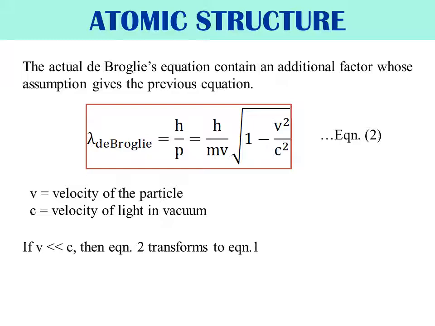We cannot neglect the v in h by mv, because since it's very small, the inverse will be very big. But in the correction factor, since v is very small and it's in the numerator, the square of it with respect to c makes that term almost equal to 0. So if v is very much less than c, equation 2 transforms to equation 1.